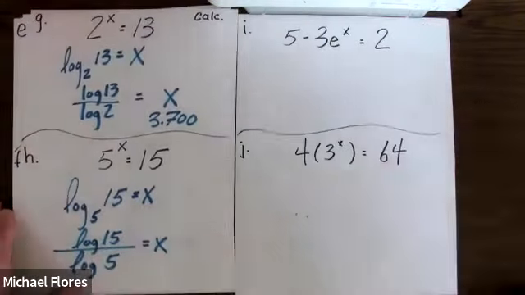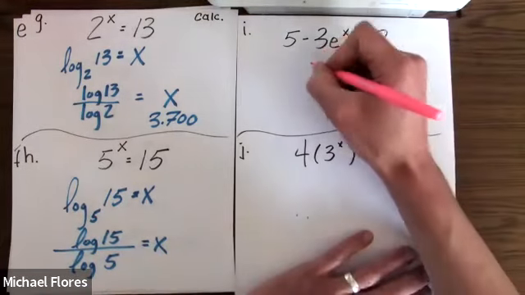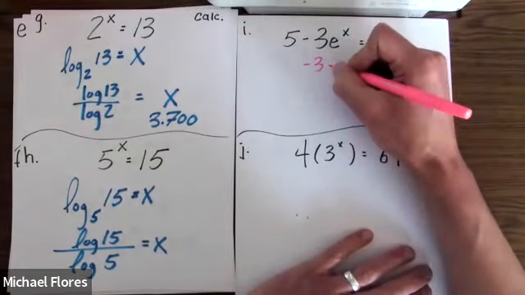Example I. There's some things that we're going to want to do here first. Notice that we have 5 minus 3 times e raised to the x power. So we need to sort of chip away. We need to get e isolated. So let's first start by subtracting 5 from both sides of this function. If you subtracted 5 from both sides, that's where we would be. Now divide both sides by -3.